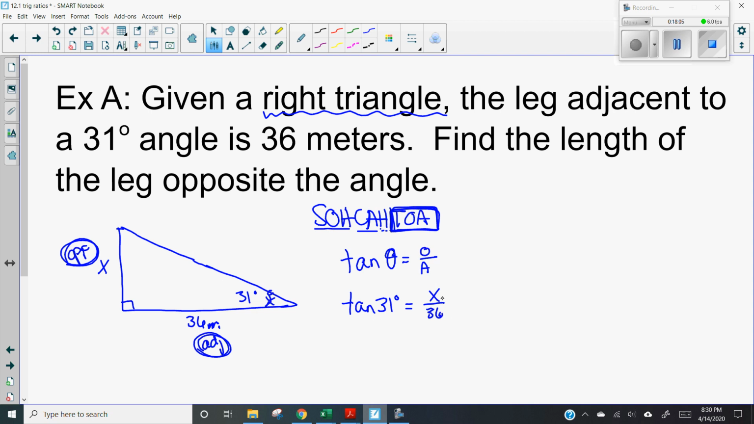So right now on the right-hand side, we're dividing by 36. So let's multiply both sides by 36. Whoops, not 3.6. Sorry about that. Erase.